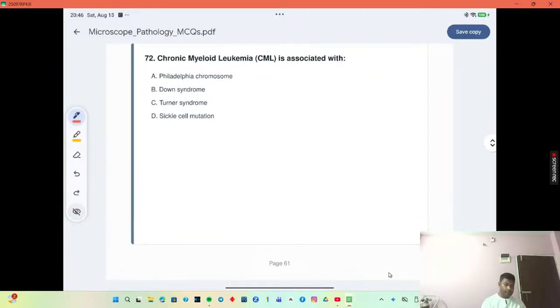So here the question is given as: chronic myeloid leukemia, that is CML, is associated with. So what is the main cause of chronic myeloid leukemia, that is CML? The main cause of CML is option number A, that is Philadelphia chromosome. Now I will move to the next question.